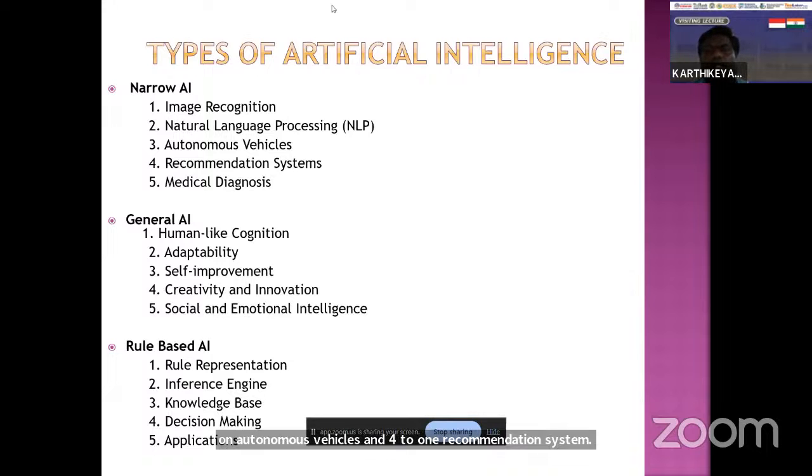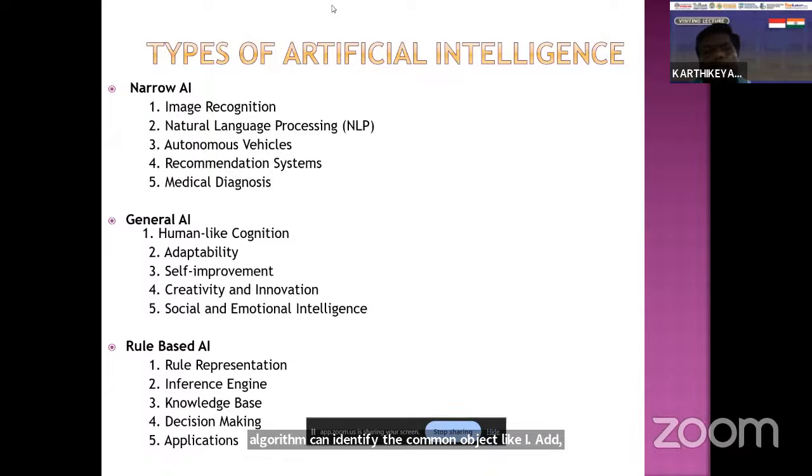The first one, image recognition, is nothing but it can be trained to recognize and classify the objects within images. For example, the image recognition algorithm can identify common objects like cars, animals, etc.